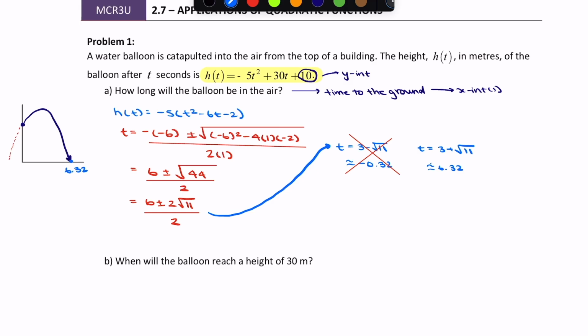And so here we can see that therefore the balloon will be in the air for 6.32 seconds.